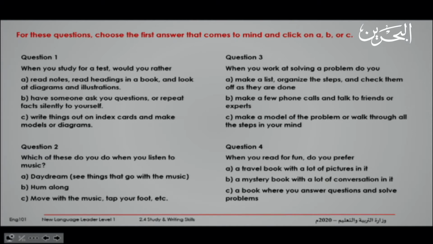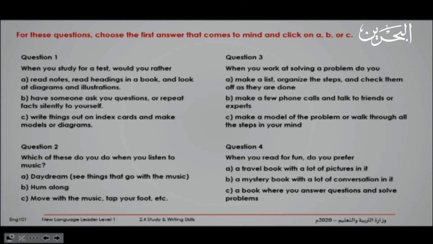Question 1. When you study for a test, would you rather: A. read notes, read headings in a book, and look at diagrams and illustrations? B. Have someone ask you questions or repeat facts silently to yourself? C. Write things out on index cards and make models or diagrams?